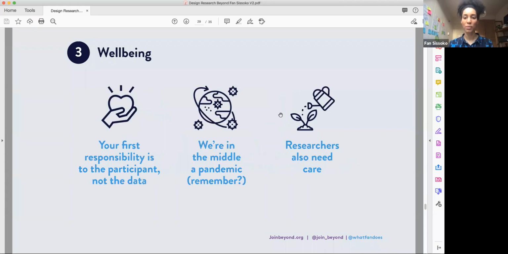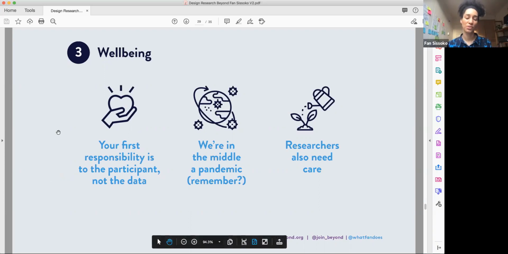That's something to remember. And then finally, well-being. So especially at this time, during a pandemic where everyone is stressed, a lot of people are overstretched.